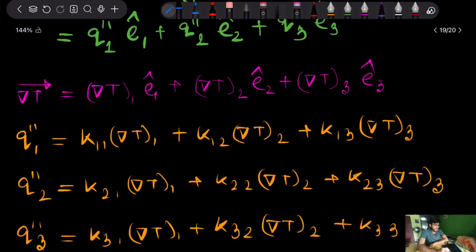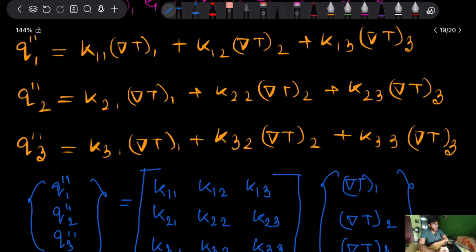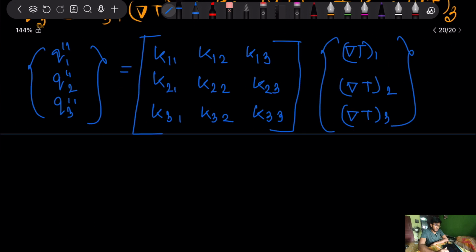But it is nowhere being told that my Q1 is only a function of del T1, Q2 is only a function of del T2 and so on. Okay.